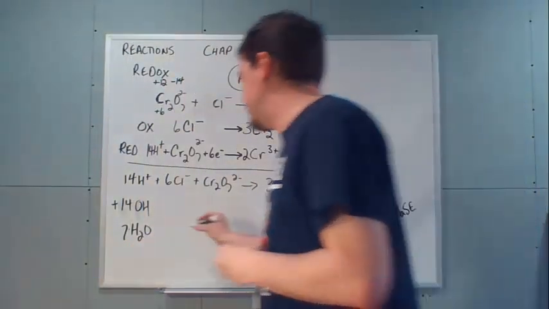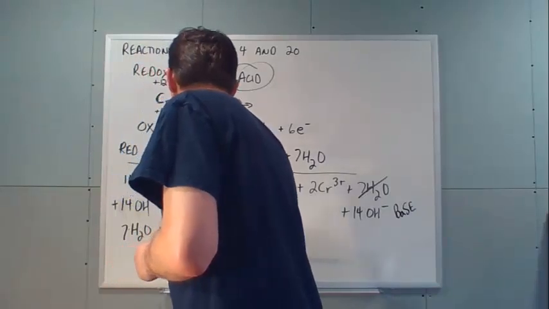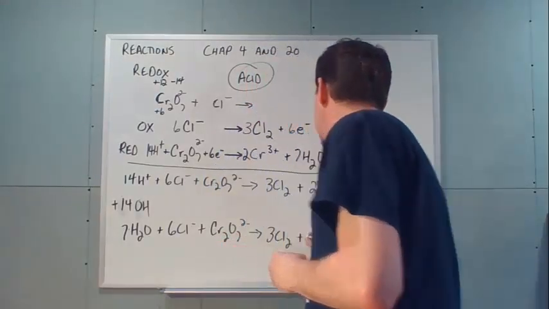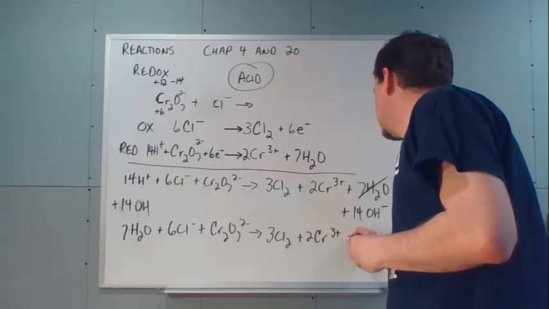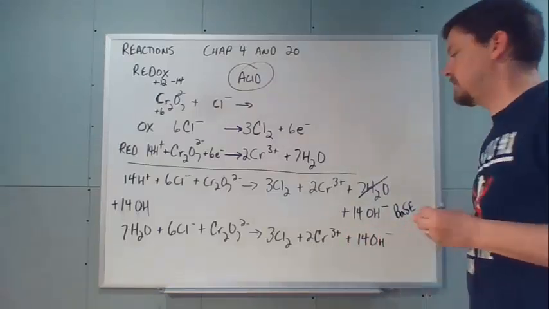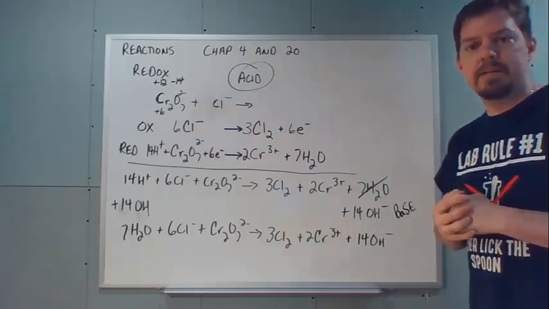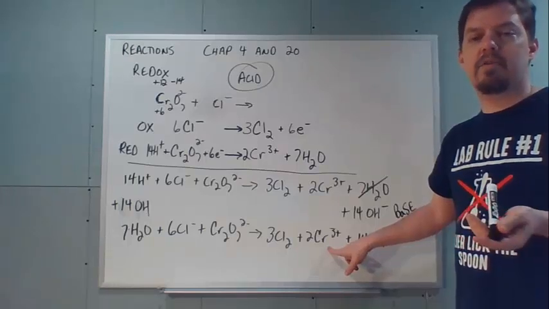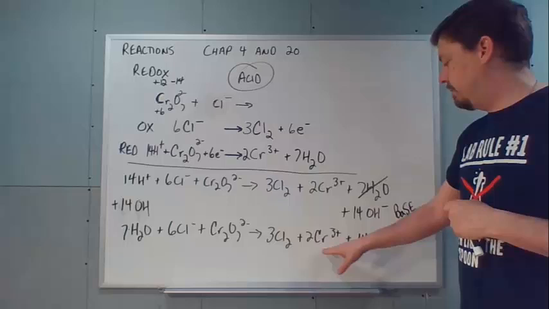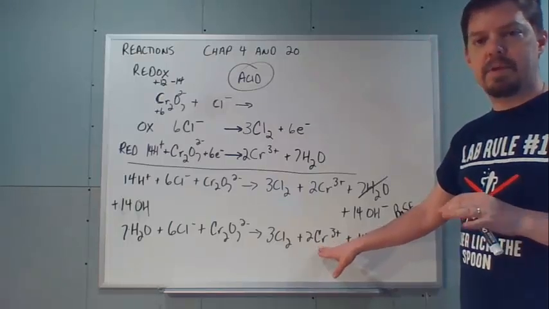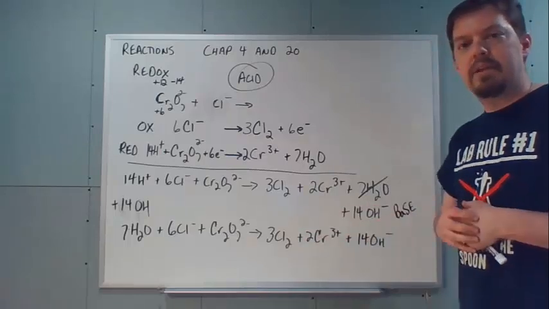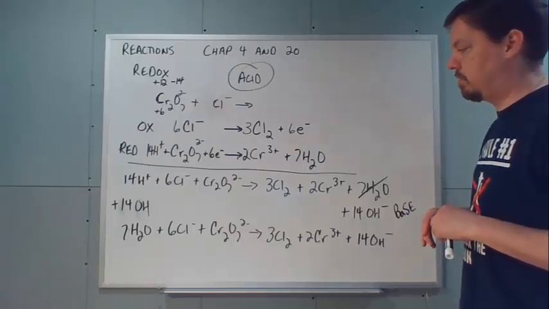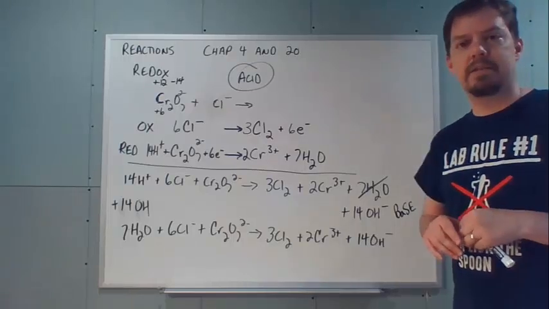Now everything else is the same. I just bring it all down. 6 Cl- + Cr2O7 2- yields 3 Cl2 + 2 Cr 3+ + 14 OH-. And that's what would happen if this reaction was in a base. Now, chances are that if it's in a base, this could be something different. This could be chromium oxide or chromium CrO2 or something like that. So they usually will tell you this if it's in a base solution, but if not, in the past they would accept this as your answer if they were just asking you to write the net ionic equation for the redox reaction.